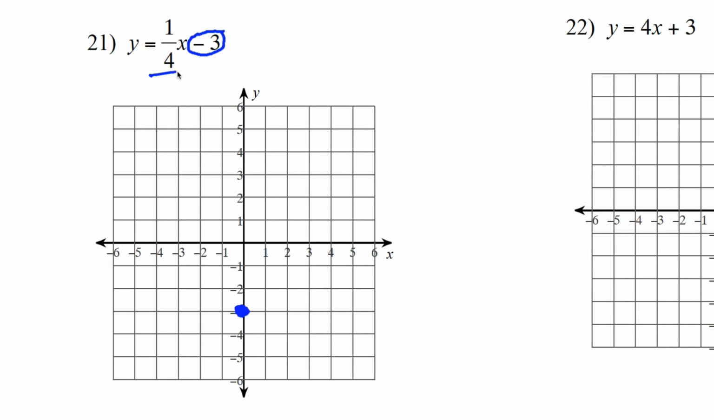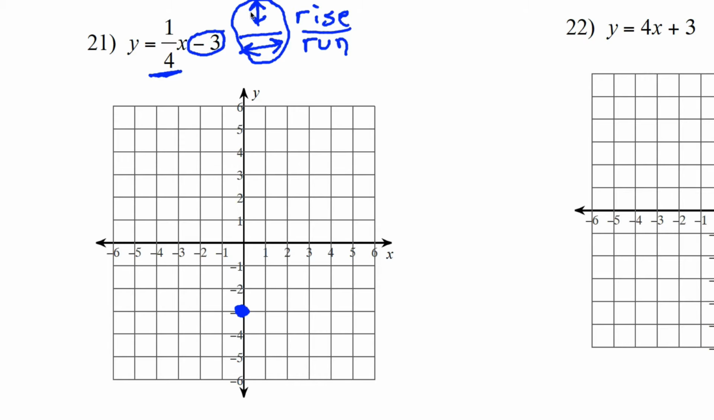Now, this part right here is our rise over run. Or as I suggested, you remember it as change in y over change in x. Or you can just simply remember it as the part that goes up and down over the part that goes sideways. Okay, that's all you need to remember right there. The part that goes up and down over the part that goes sideways.